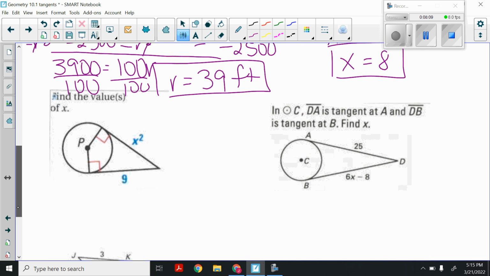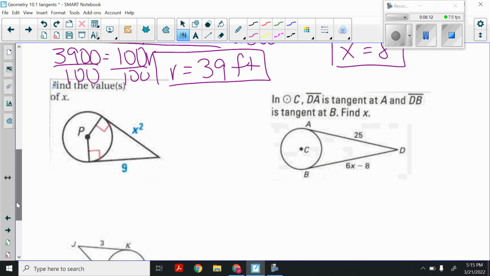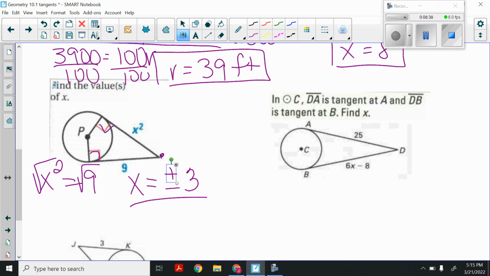Next problem. Find the value or values of x. Again, just like the previous problem we did, these are both marked as right angles, so I know that these are both tangents. They come from the same point, so they equal each other. So I say x squared equals 9. I don't want x squared, so I take the square root of both sides. So I get x equals, and here I put the square root into the problem, I have two answers, positive and negative. The square root of 9 is 3, so here I had two answers, positive 3 and negative 3.